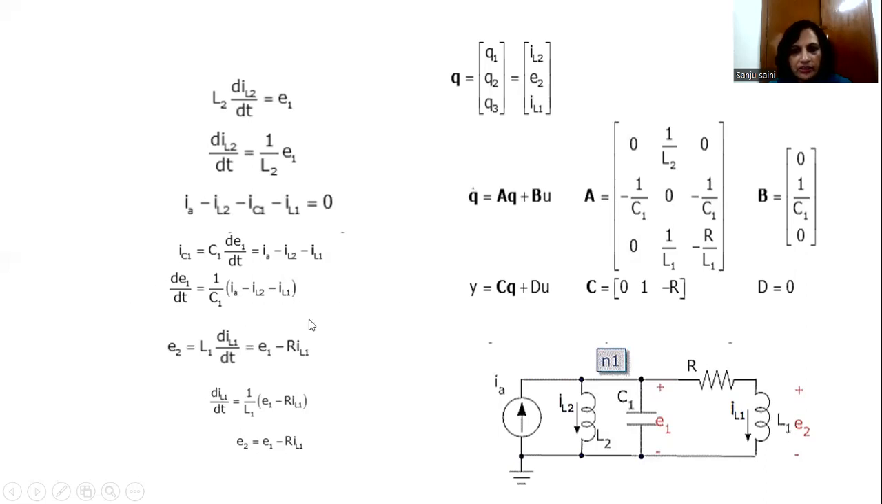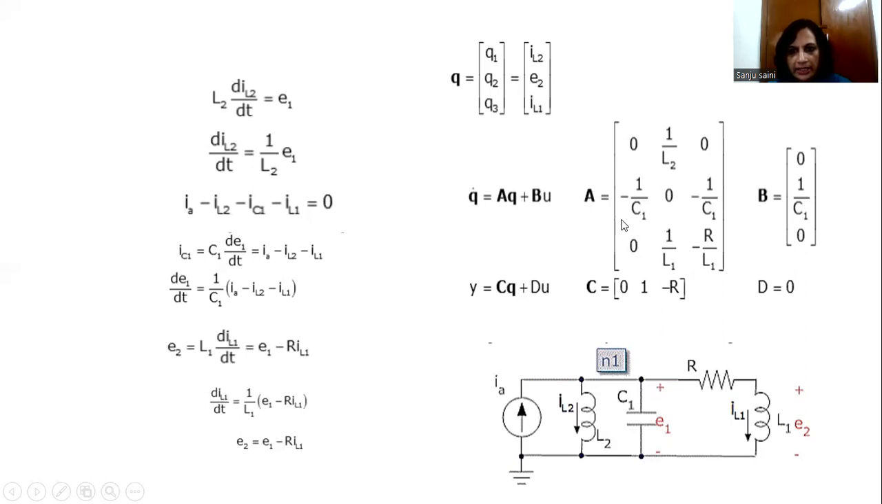Then the third equation is for dIL1, the third state variable. So dIL1 by dt is equal to 1 by L1 into E1 minus R IL1. It is represented over here.